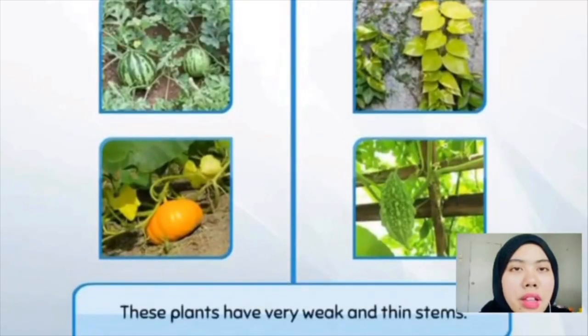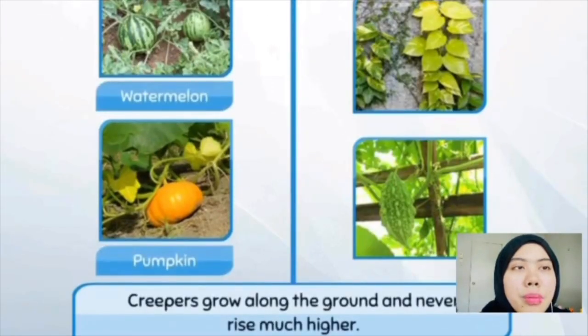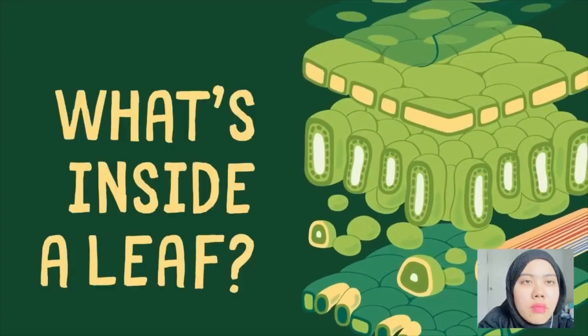Another category of plants that have very weak and thin stems are creepers and climbers. While creeper plants like watermelon and pumpkin grow along the ground and never rise much higher.